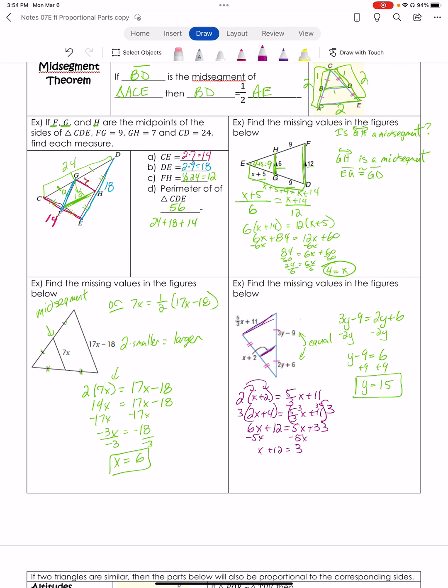Oh, I don't know. I did that. 5x plus 33. Oh, this is 33. There we go. Sorry, guys. Minus 12. X is equal to 21. There we go.